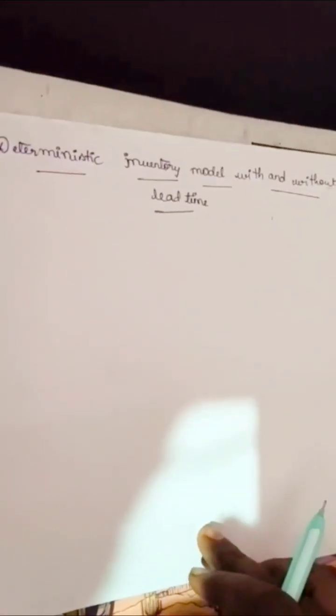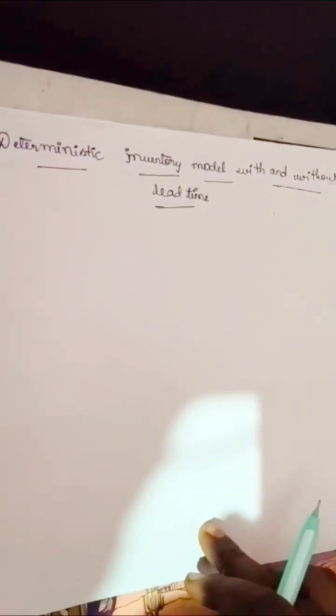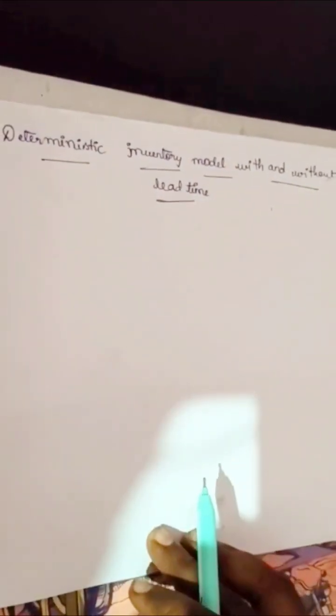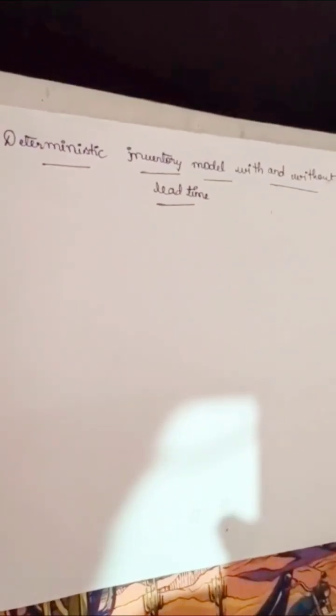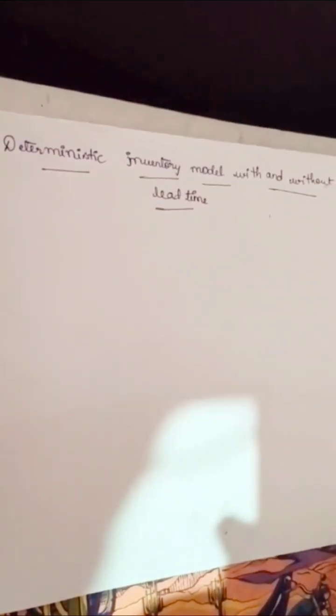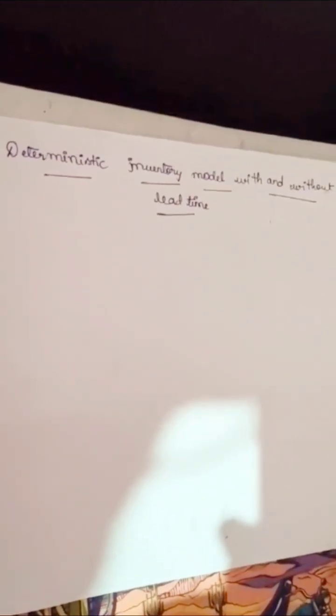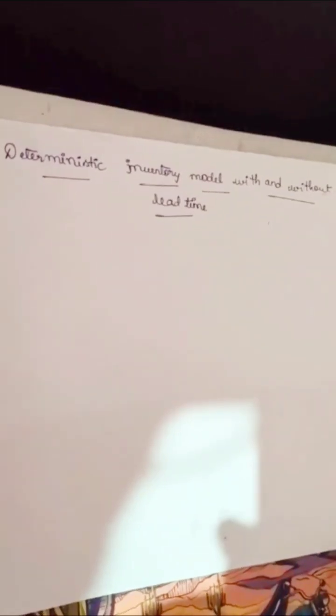Hello everyone. Today I am here to discuss the topic of the deterministic inventory model with and without lead time. So let us know what is deterministic. Here deterministic means certain, fixed or known in advance. What is known in advance: demand is fixed, lead time is fixed, ordering cost and holding cost are fixed. To understand the deterministic case, let's go with an example.